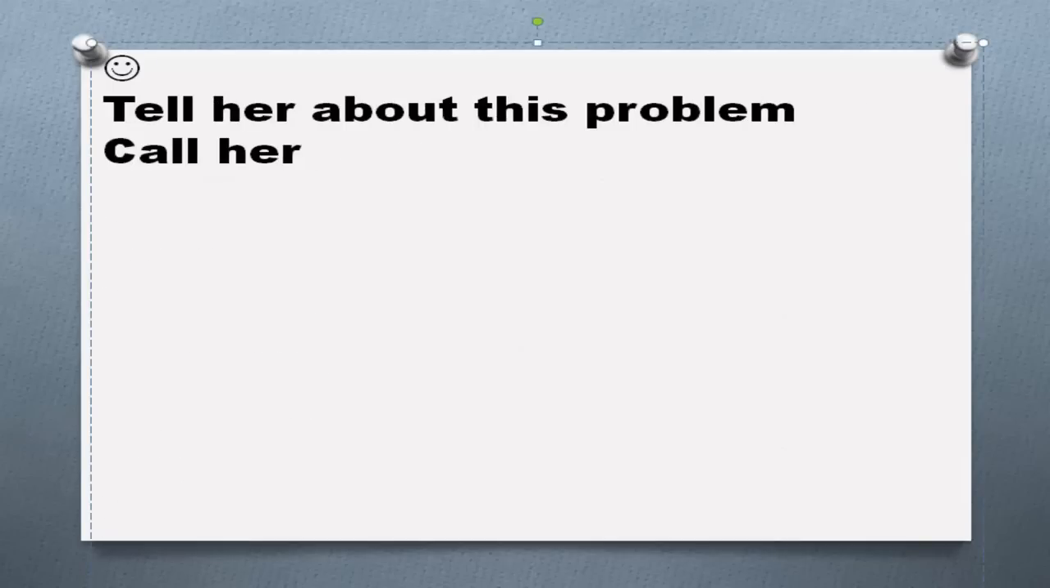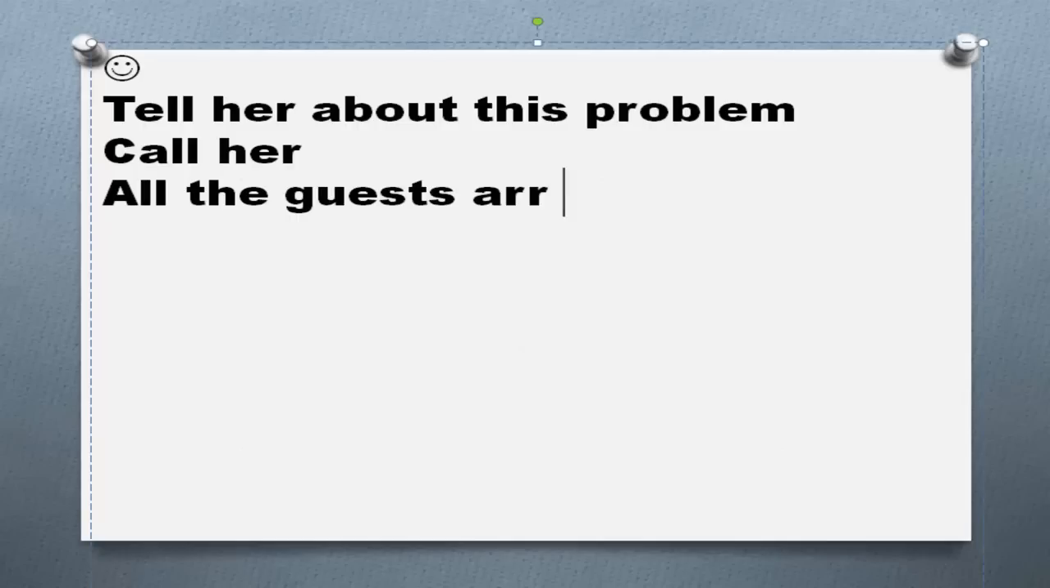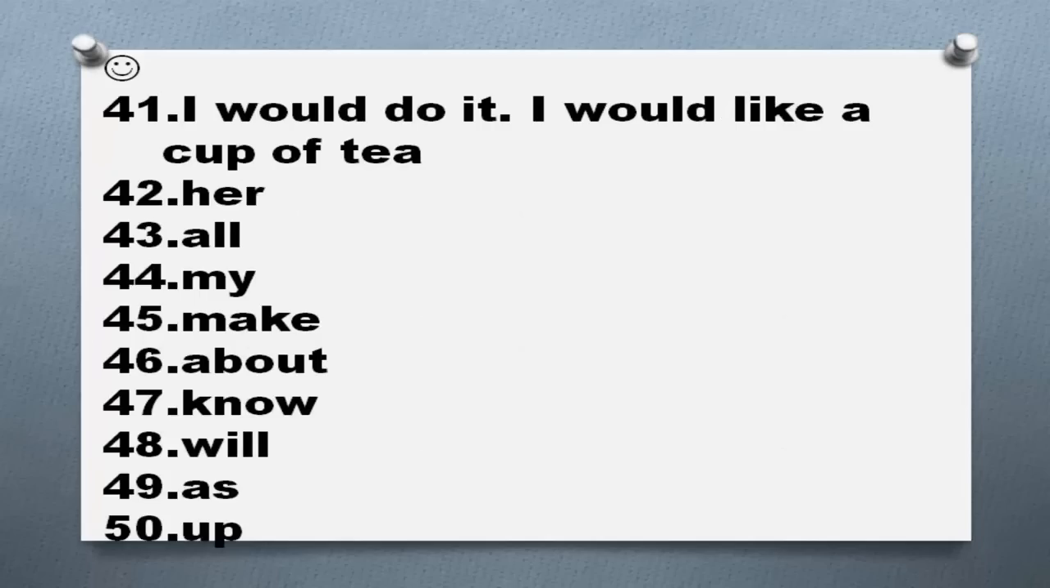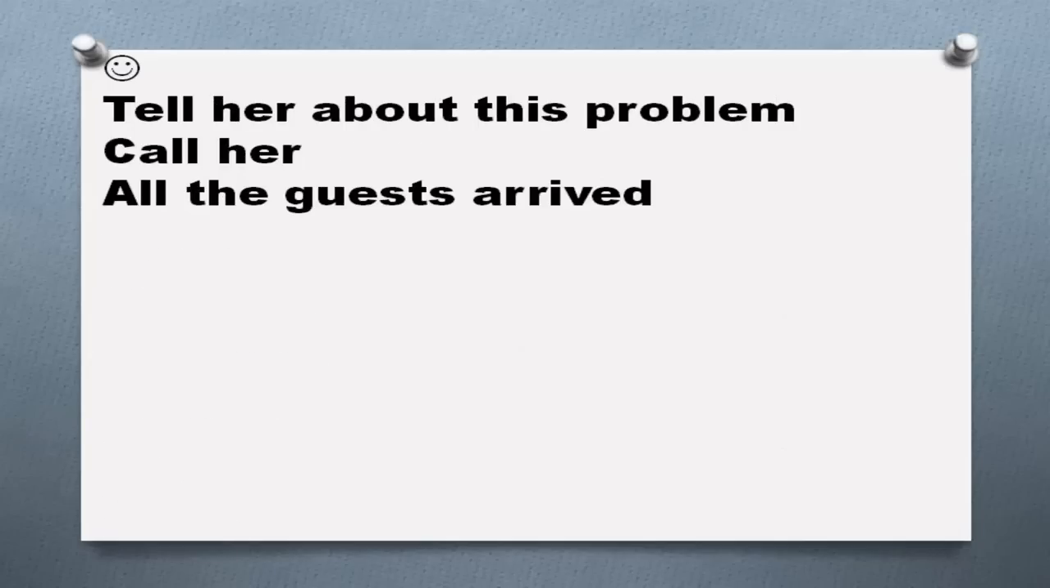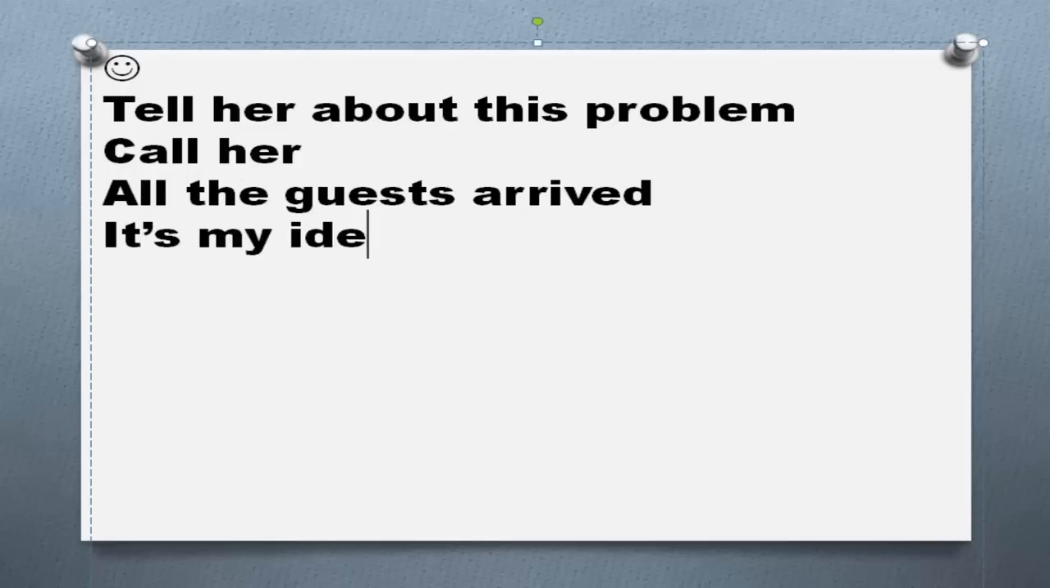Next. All. Все. For example, all the guests, все гости. All это все, а guests это гости. All the guests arrived. Все гости прибыли. Далее, my, мой, моя, мое. It's my idea. Это моя идея.